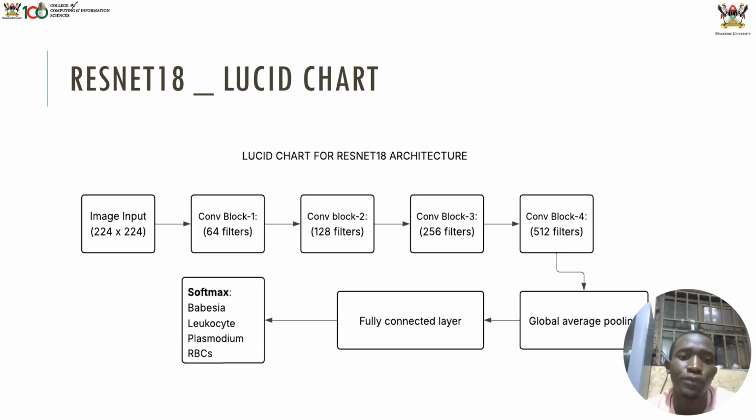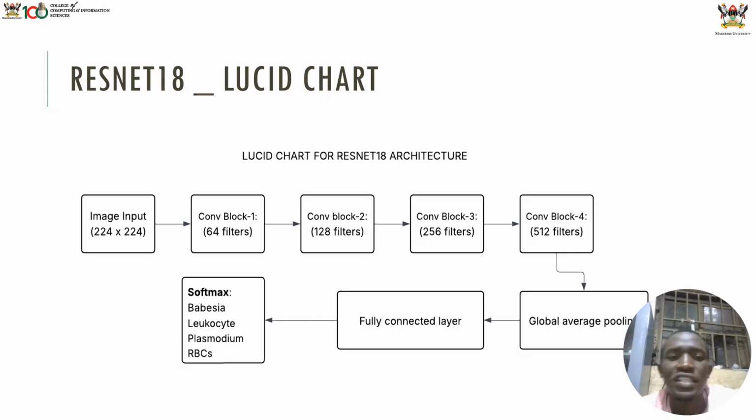Then you have the global average pooling as the next layer. After the extraction that has been made in the above layers, we apply the global average pooling, and this converts each feature map into a single value by averaging. It also reduces the number of parameters, which helps us to prevent overfitting within our model training.